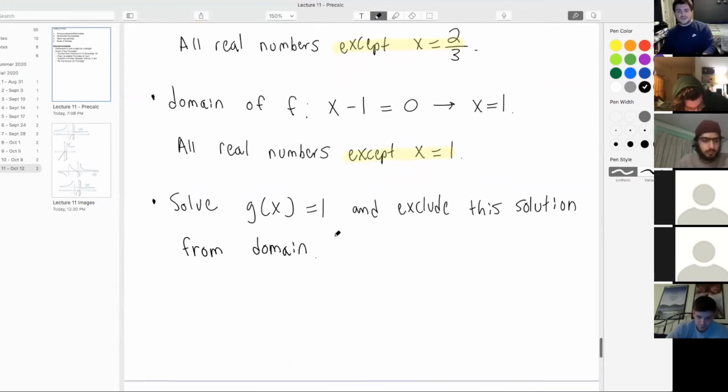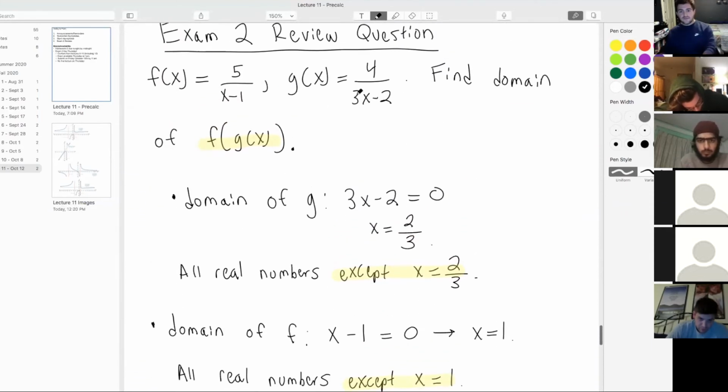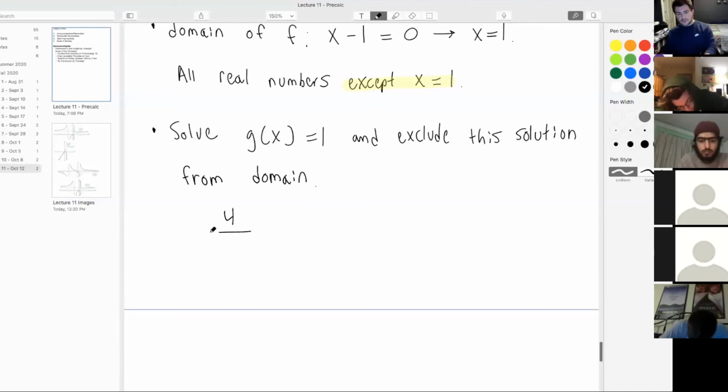So this is what we do. We solve g of x equals 1. We solve the equation, that will give us some x value, and that x value we have to exclude from the domain. All right, so let's solve it. We have 4 over 3x minus 2, and we set it equal to 1 and solve.